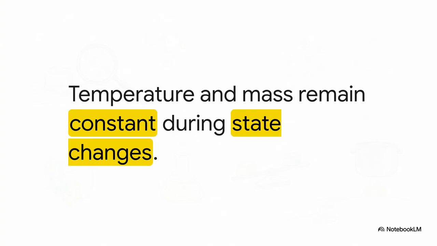So here is the absolutely crucial point, and definitely pay close attention to this if you're prepping for exams. During these actual changes of state, like when water is actively boiling or ice is actively melting, the temperature remains absolutely constant. If you stick a thermometer in boiling water, it stays right at 100 degrees Celsius until all the liquid turns to gas. Why? Because the heat energy being supplied is used entirely to overcome the forces of attraction between the particles, not to raise the temperature. And as a bonus fact, the overall mass remains perfectly constant throughout these changes too.